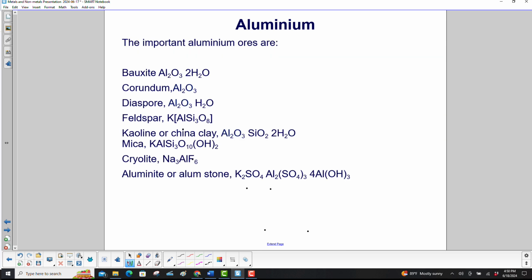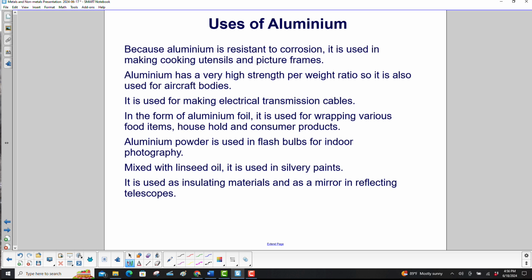The important aluminium ores are bauxite, corundum, diaspore, feldspar, kaolin or china clay, mica, cryolite, and aluminite or alum stone. Because aluminium is resistant to corrosion, it is used in making cooking utensils and picture frames. It has a very high strength per weight ratio, so it is also used for aircraft bodies. It is used for making electrical transmission cables.